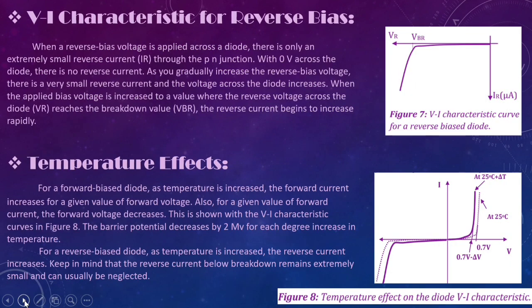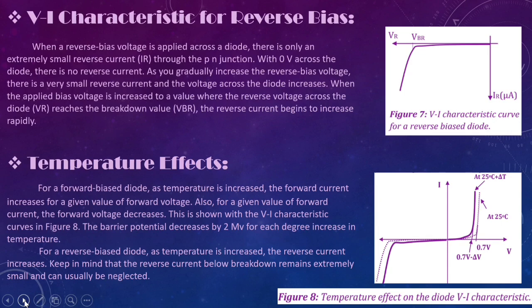VI characteristic for reverse bias. When a reverse bias voltage is applied across a diode, there is only an extremely small reverse current IR through the PN junction. With 0 volt across the diode, there is no reverse current. As you gradually increase the reverse bias voltage, there is a very small reverse current and the voltage across the diode increases. When the applied bias voltage is increased to a value where the reverse voltage across the diode VR reaches the breakdown value VBR, the reverse current begins to increase rapidly.